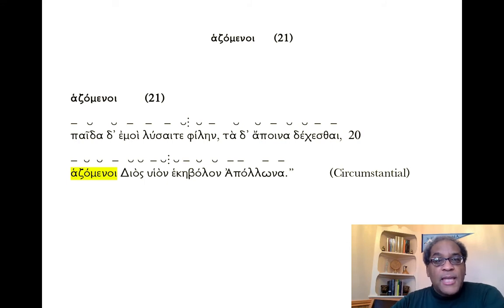I think this is the last one we're going to look at, azomenoi, when the priest says to Agamemnon and the Achaeans, paida d' emoi lysaite philên, ta d' apoina dechesthai, azomenoi Dios huion hekêbolon Apollôna. Well, azomenoi agrees with the pronoun that's implicit in lysaite. Hey, you guys, release my daughter. And release her. Why? Because you reverence, or in a manner which displays that you reverence, azomenoi, the far-thrower Apollo, son of Zeus.